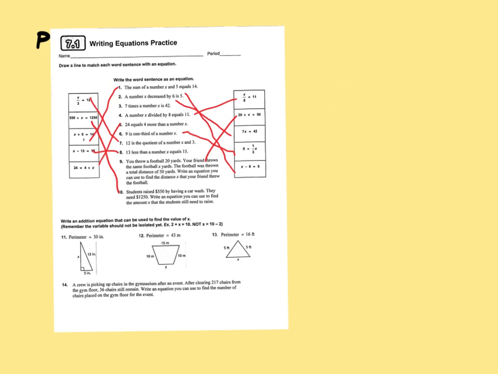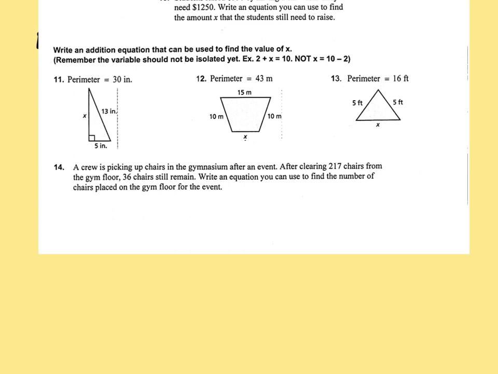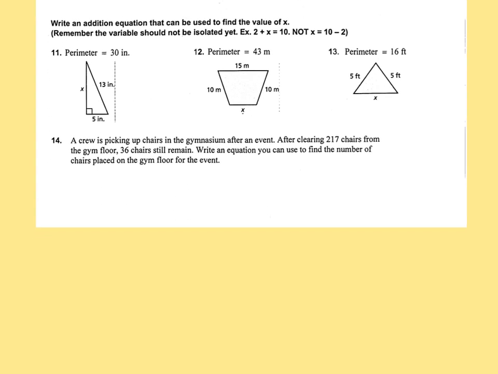We're going to look at number 11 really quick. So let's read the instructions. Number 11 says, write an addition equation that can be used to find the value of x. So, remember, the variable should not be isolated. It should be with the other numbers, is what it's saying. So I'm going to do these problems right here so we can see at the bottom.